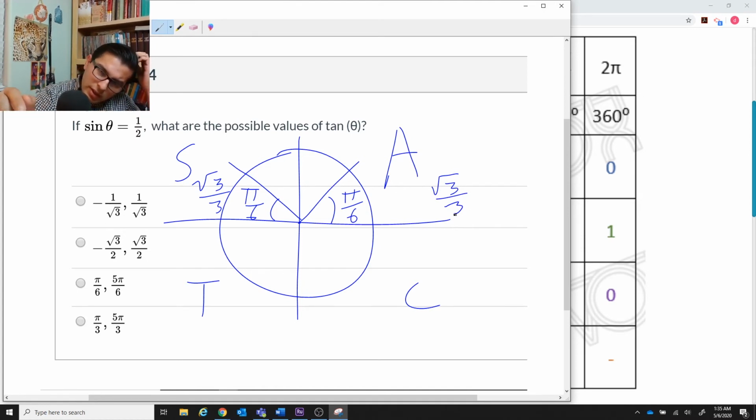Now, here's the thing. In the top right corner, everything is positive, but in the top left corner, only sine is positive, which means if this is a tangent function, this would be a negative square root of 3 over 3. Now you look at your answers and you don't see anything that looks the same. You might even choose B, being that it looks closer than the rest. However, here's where I have to apologize to you.